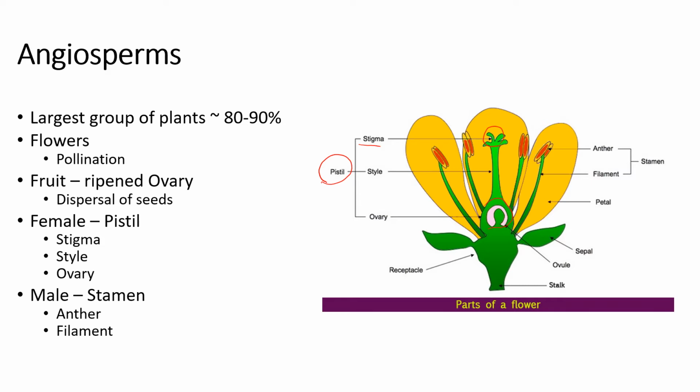Now the male portion of this flower is the stamen, and this includes the anther. Right here is where the pollen would be found, and then a filament that basically connects the anther to the rest of the plant. Now there are other portions of this flower. Obviously we have the petals, in this case a yellow flower with yellow petals. And then these little leaves here, the sepals. If you've ever seen a rose bud, those green leaves that are around the petals would be the sepals. And then we have the receptacle and the stalk.